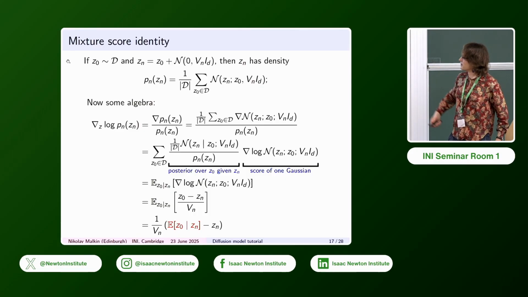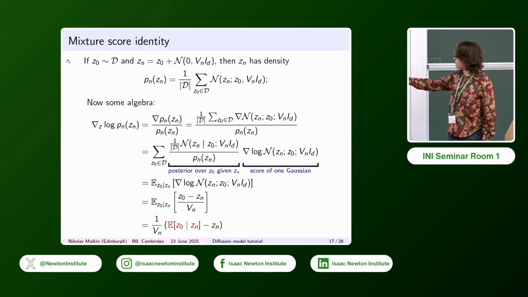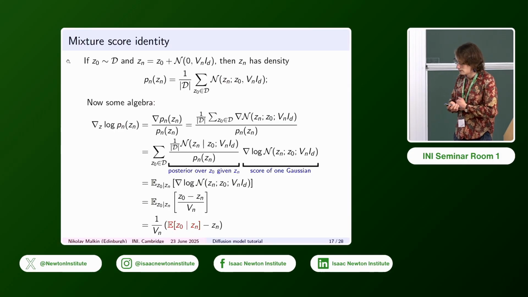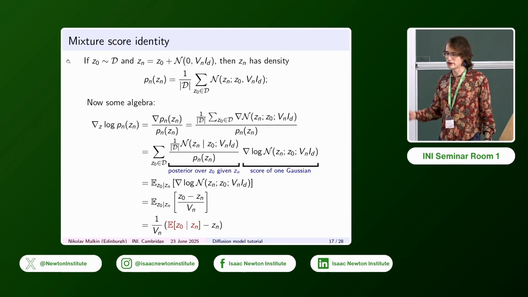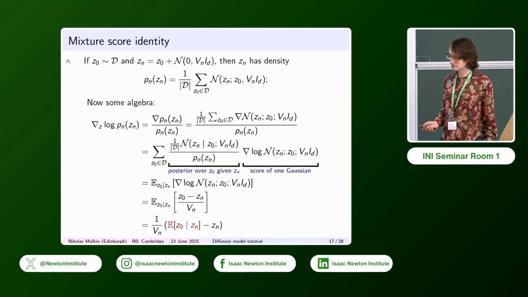So what do we have from all this? The score of the marginal density of Zn is expressed in terms of the conditional expectation of Z0 given Zn. That should look familiar. Recall that this Z0 given Zn is what we're predicting when we're training our model P. So the result of training is not just a one-step denoiser, it's also the score function.